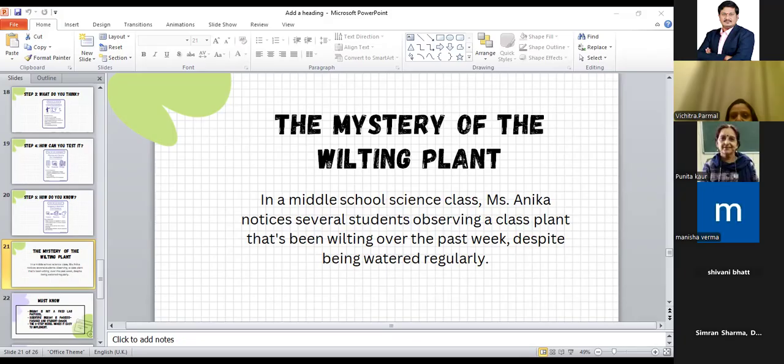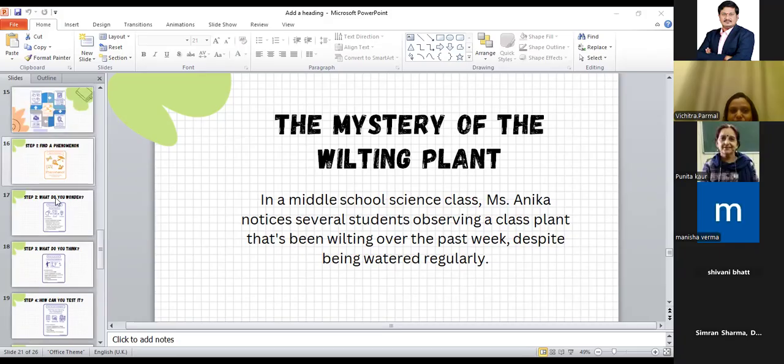The first step, I'll help you out. The first step is asking questions. So what should a teacher do? The teacher can just ask, what do you notice right now? What is your observation? Absolutely. Then maybe the students will come up with some of the leaves or some of the plant is wilting away. So the first step would be just asking, what is your observation?